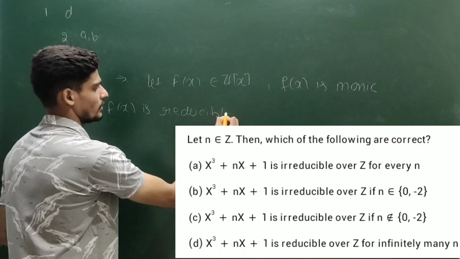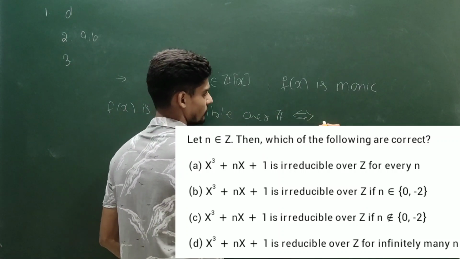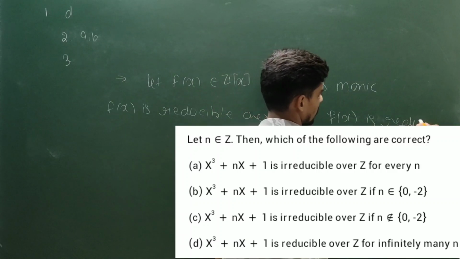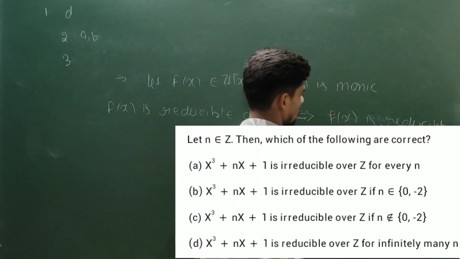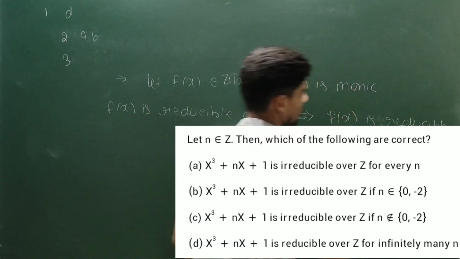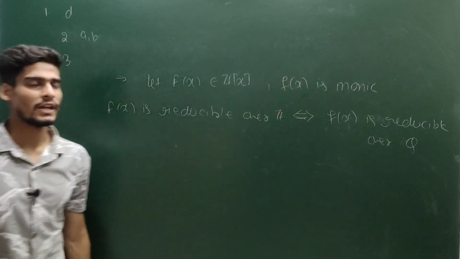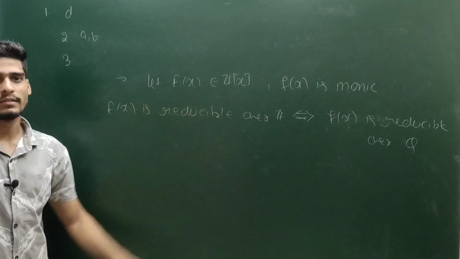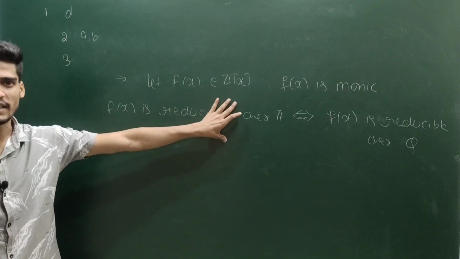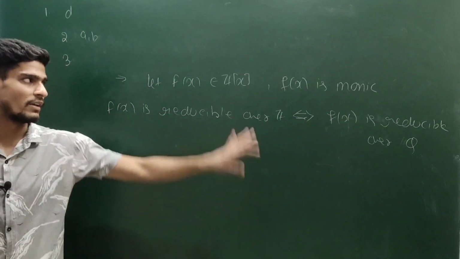f(x) is reducible over Z if and only if f(x) is reducible over Q. This is provided your polynomial is monic and defined on Z[x]. If it is not defined on Z[x], the result is not true. If your polynomial is not monic, the result is not true. So both things are needed.